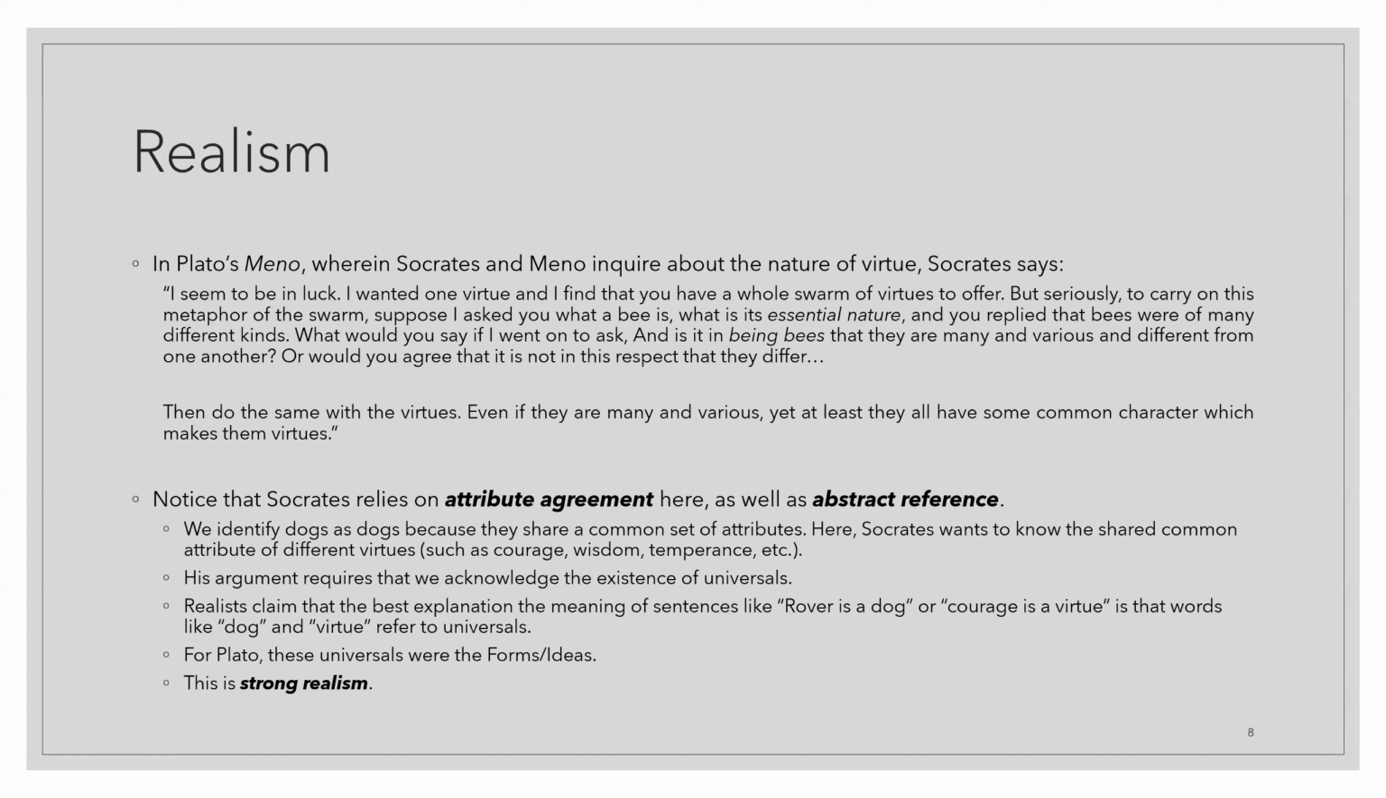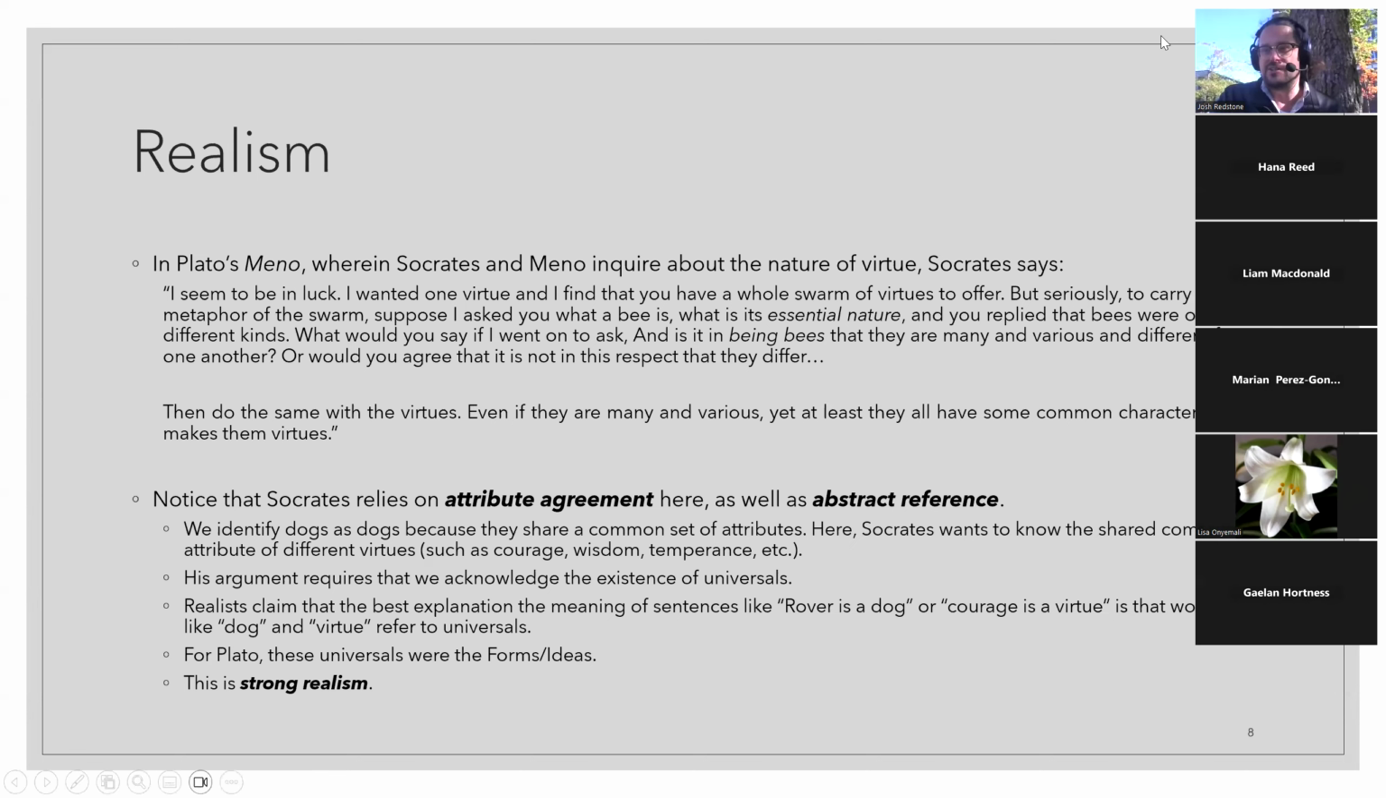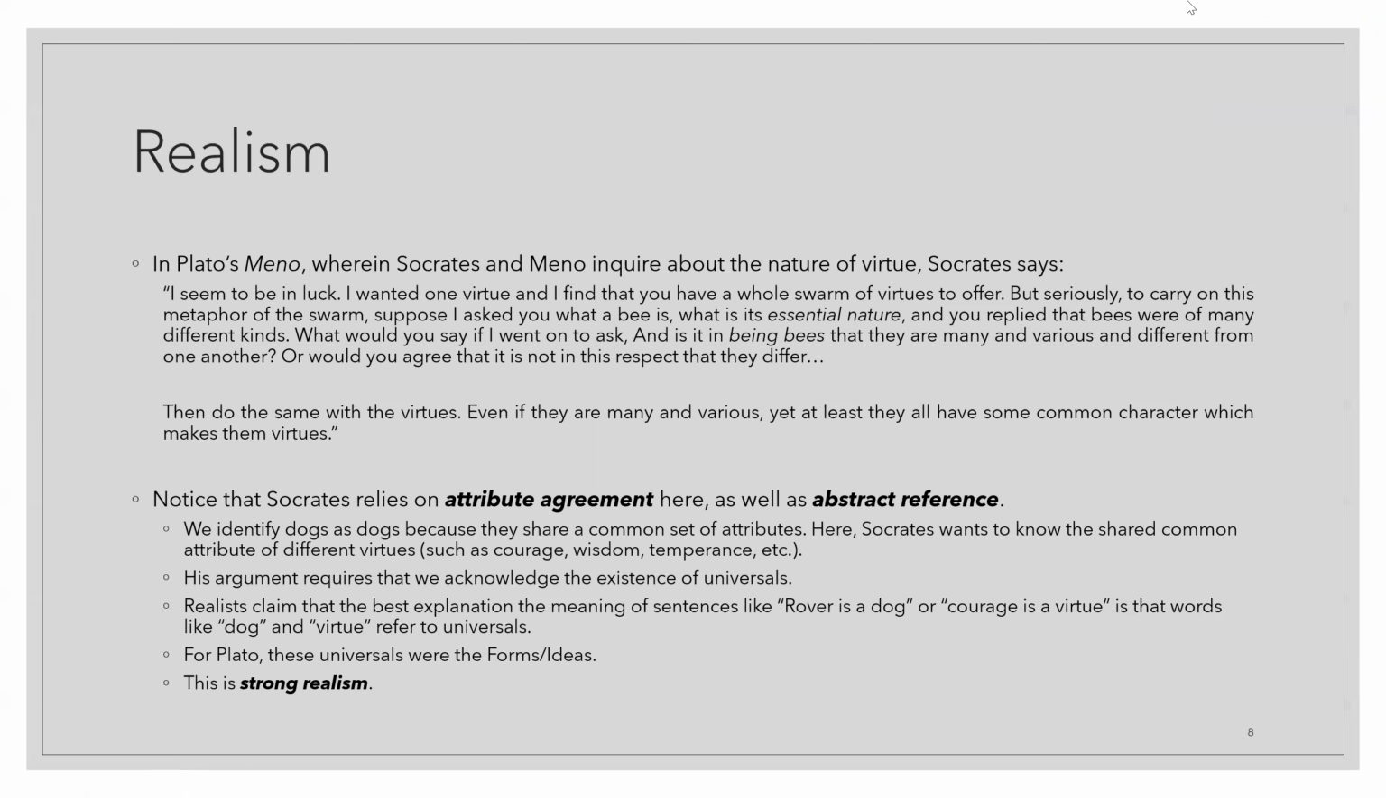Yeah, in this dialogue, Socrates is like, tell me about virtue, and Meno names a bunch of particular virtues like strength, courage, temperance, right? These are all virtues, and Socrates is like, what do you mean strength is a virtue? You're showing me all of these virtues, but I want to know what virtue is, right? So Socrates continues to carry on this metaphor of the swarm.